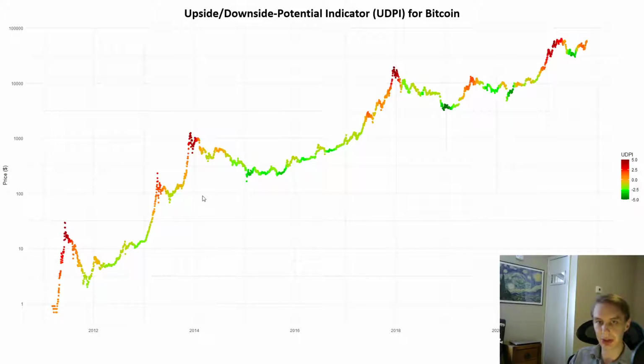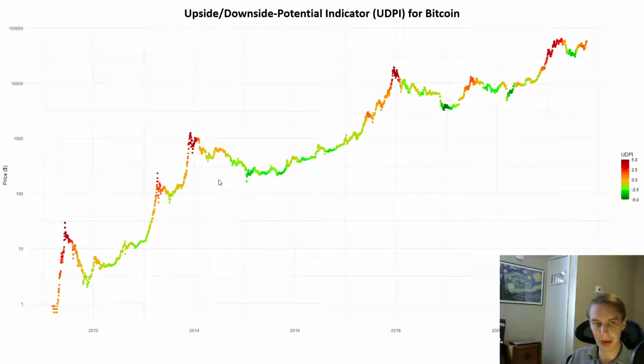So today I want to talk about this model as it relates to Bitcoin. The graph you see here is the price of Bitcoin in logarithmic form, and the color of the dots corresponds to the UDPI level at that given point in time. The UDPI ranges from -5 to 5, and a score of -5 means that the upside potential far outweighs the downside potential of the price movement at that time. And 5 corresponds to when the downside potential far outweighs the upside potential at that given point in time.